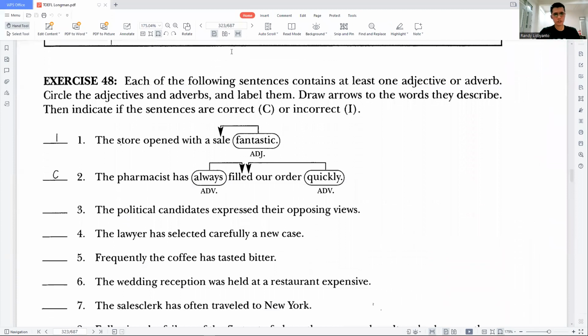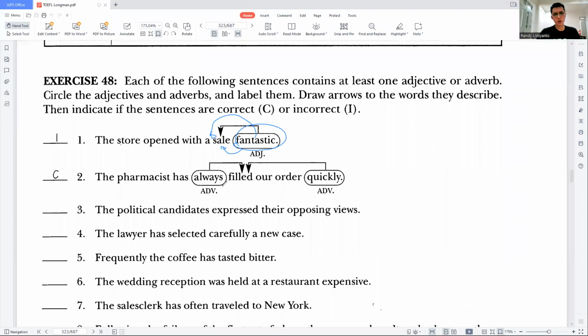Okay, I think we need to discuss some of the examples. Number one, the store opened with a sale fantastic. Fantastic is an adjective, it describes the sale, a sale. So it has to be with a fantastic sale, not sale fantastic.